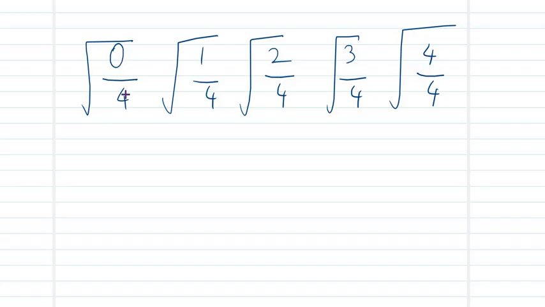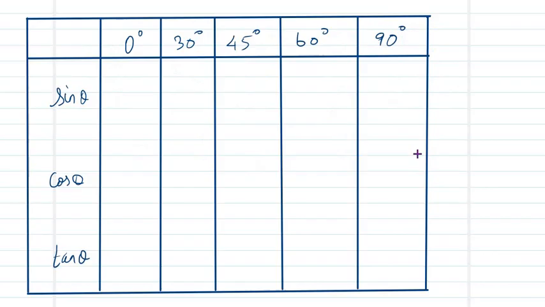So 0 divided by any number is 0, and root of 1 divided by 4 is equal to half, and this will be square root of half, and here it will be root 3 by root 4, which is 2, root of 4 by 4 gets cancelled, and square root of 1 is equal to 1. So these are the values which we can copy for sine theta. So it's 0, half, 1 by root 2, root 3 by 2 and 1.